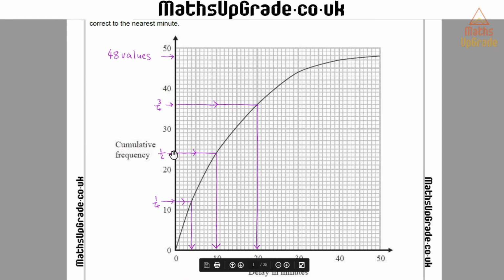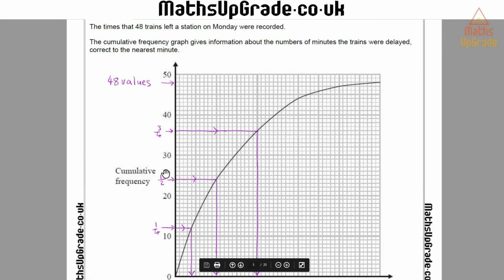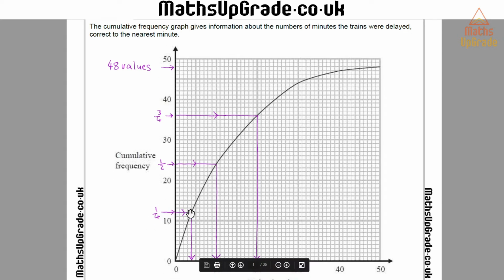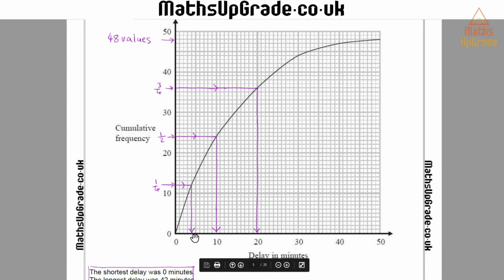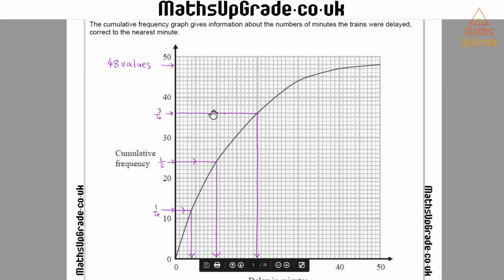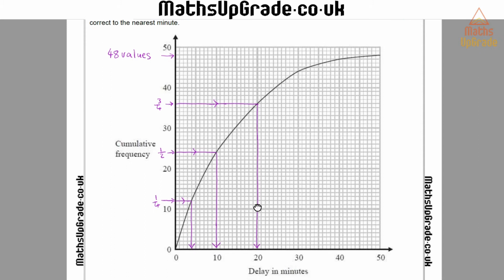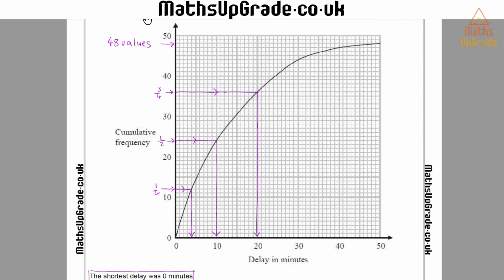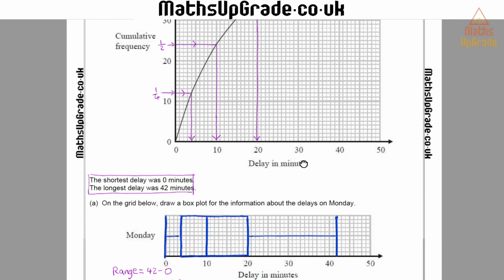Then, to find the lower quartile, well, a quarter of 48 is 12. So go across from 12, straight down, and you can read off that value there, which is going to be 4. And similarly, 3/4 of 48 is 36. So go straight across from 36 and straight down, and that value there is 20. So when you plot your box plot, you'll get this.